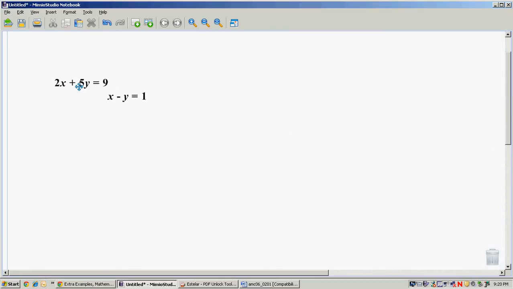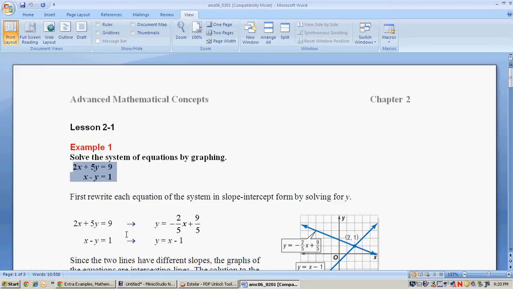So here we have 2x plus 5y equals 9, and we have x minus y equals 1. So here we have two equations. Now if we're doing this by graphing, what we'll have to do first is change these equations over. These arrows show that they converted this to y equals mx plus b form. Because once you have y equals mx plus b form, you can graph it by hand or by using your TI-83 by putting it into the y equals button, which I'll show you in a minute.